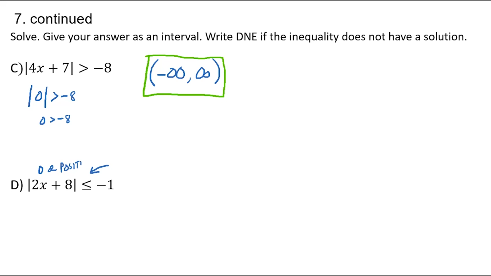Because of that, there's no possible value that we can plug in for x that will give us, when we take the absolute value, something less than or equal to -1. So we would end up with no solution. In other words, we would write D and E does not exist.